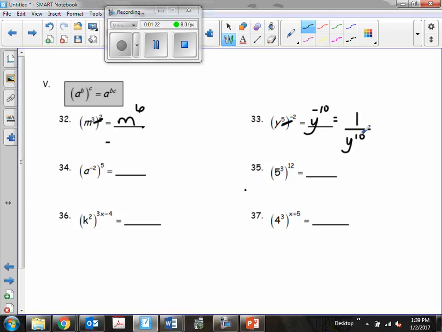If we left our final answer as y to the negative 10, I would actually have to deduct some points from your homework or quiz or test, because that's not actually the end answer. You have to then deal with the reciprocal.